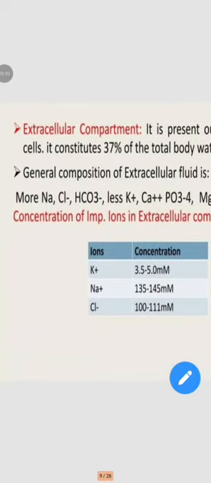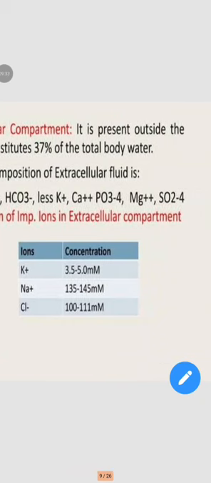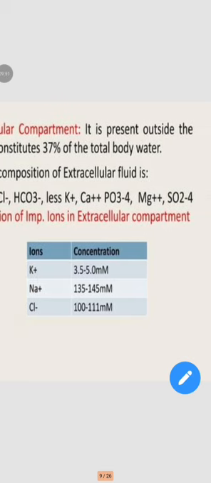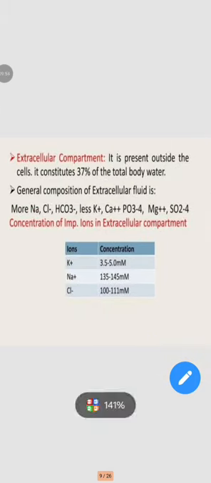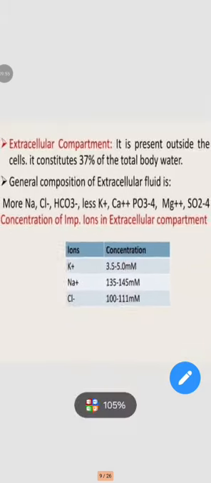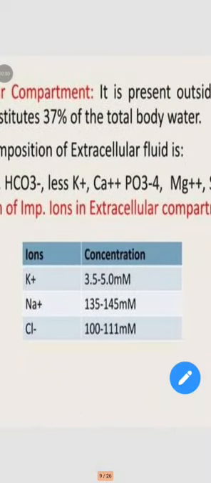more Na+, Cl-, HCO3-, and less K+, Ca2+, PO4 3-, Mg2+, SO4 2-. The concentration of important ions in the extracellular compartment: K+ 3.5 to 5 mM, Na+ 135 to 145 mM, Cl- is 100 to 111 mM.